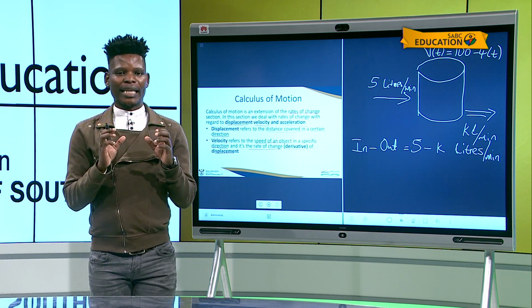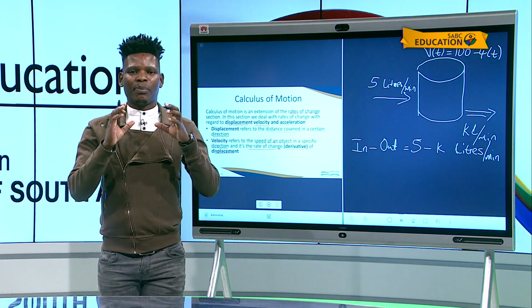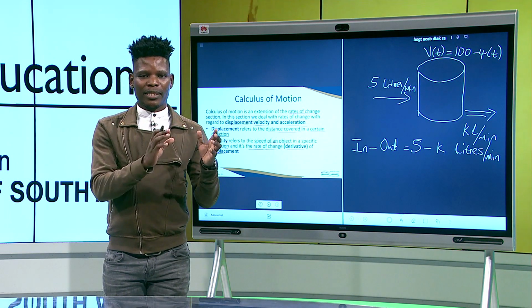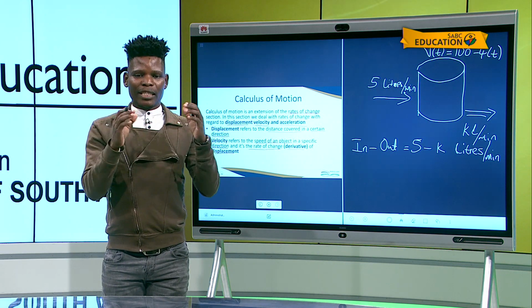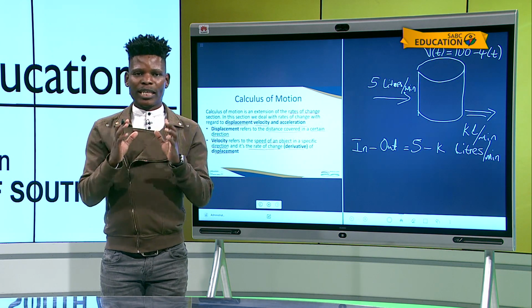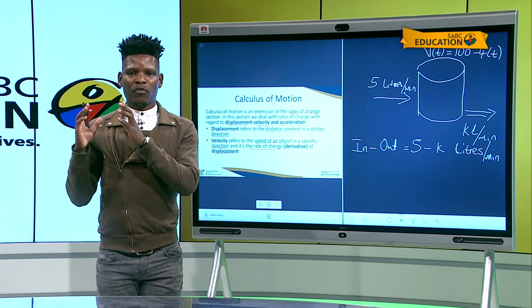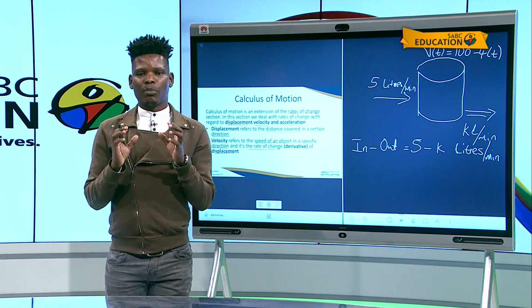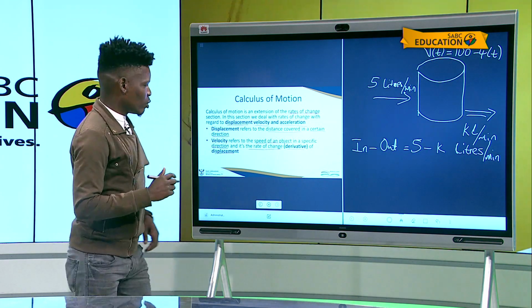What does it mean? It means that if I am given an expression for displacement, if I take the derivative of that expression, that will give me an expression for velocity. That is very, very important to what we are going to be doing.